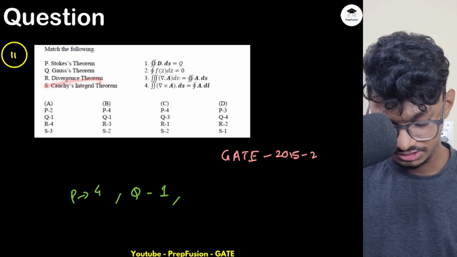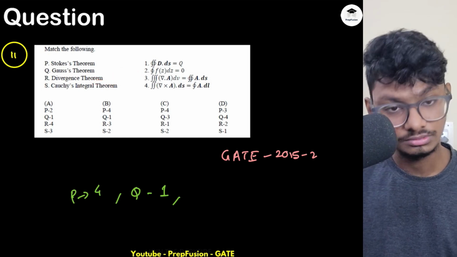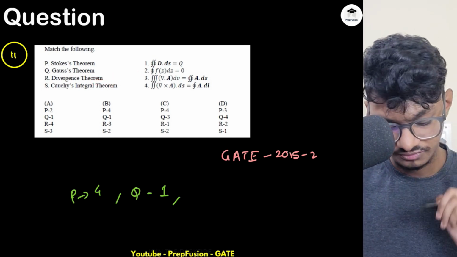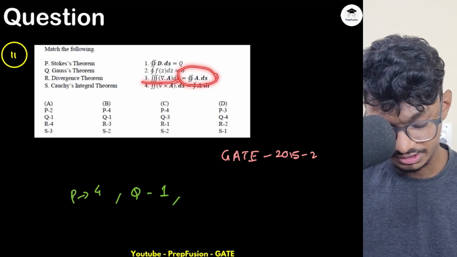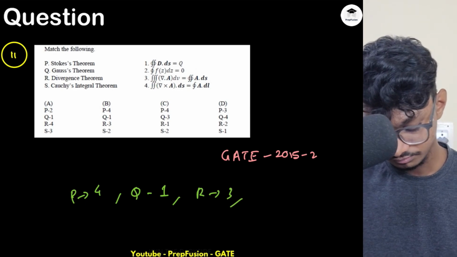What about the divergence theorem? The divergence theorem basically relates the volume integration with the closed surface integration. So this will be the divergence theorem, and R will be simply 3.